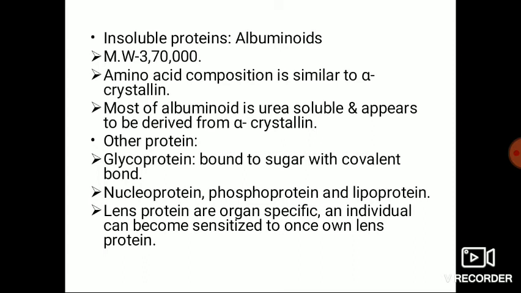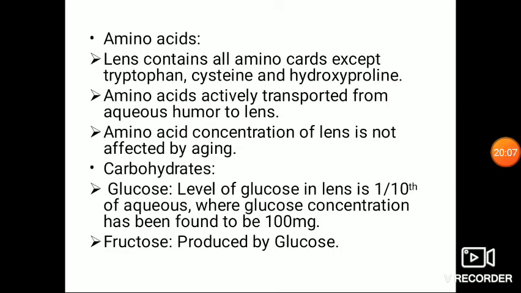The other proteins present in the lens are glycoproteins, nucleoprotein, phosphoprotein and lipoprotein, and the lens proteins are organ specific. An individual can become sensitized to one's own lens. Let us see the composition of the amino acids. The lens contains all amino acids except tryptophan, cysteine and hydroxyproline, and the amino acids are actively transported from the aqueous humor to the lens. The amino acid concentration of the lens is not affected by aging.